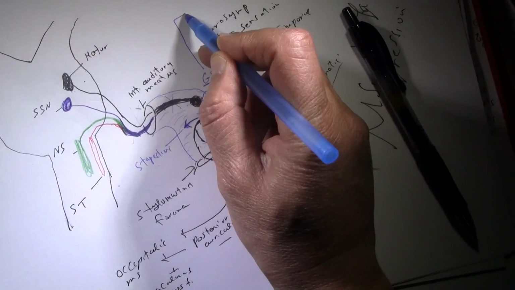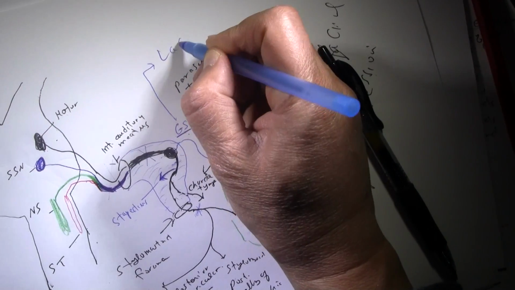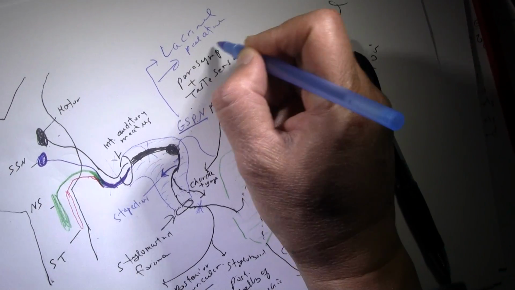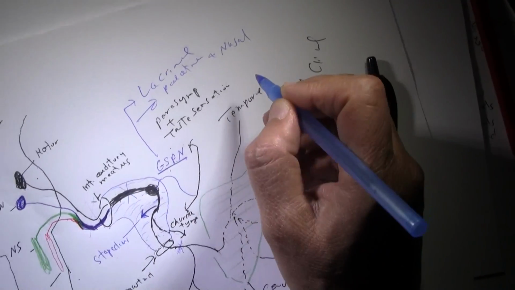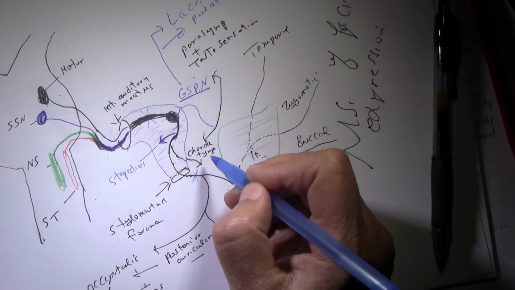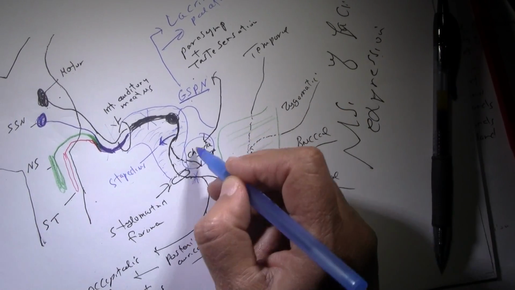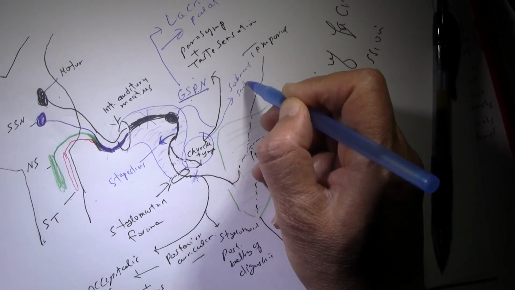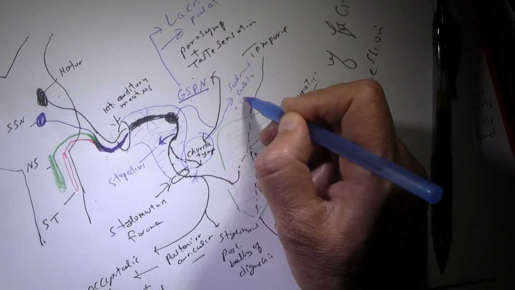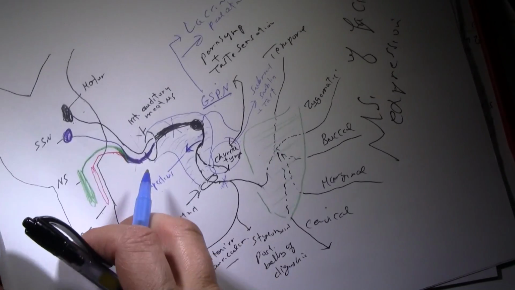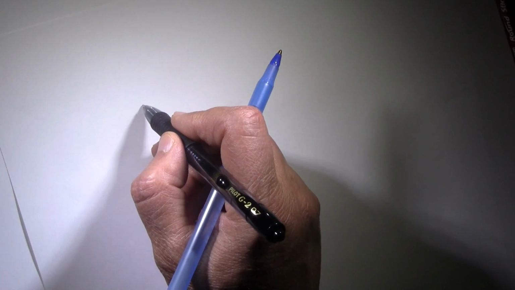petrosal is responsible for lacrimal and palatine and nasal glands. However, chorda tympani is responsible for submandibular, sublingual, and taste sensation from the anterior part of the tongue. Okay, so in summary, again, here is the facial nerve.